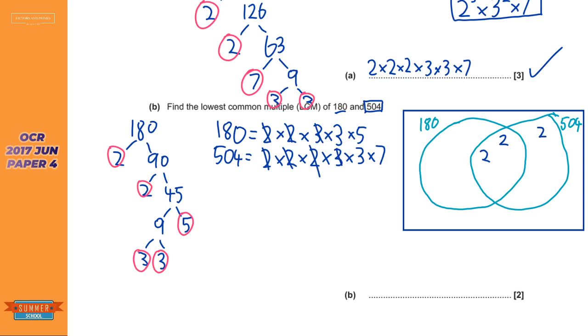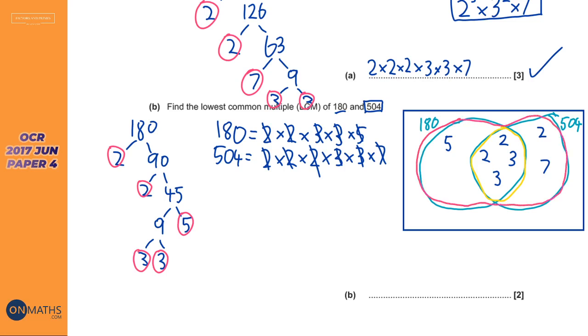3 is in both lists, that goes in the middle. 3 is in both lists, that goes in the middle. That 5 is in the 180 only. And that 7 there is only in the 504. Okay, now to find the highest common factor, we multiply these together. That's the highest common factor. But to find the lowest common multiple, we multiply all of them together.